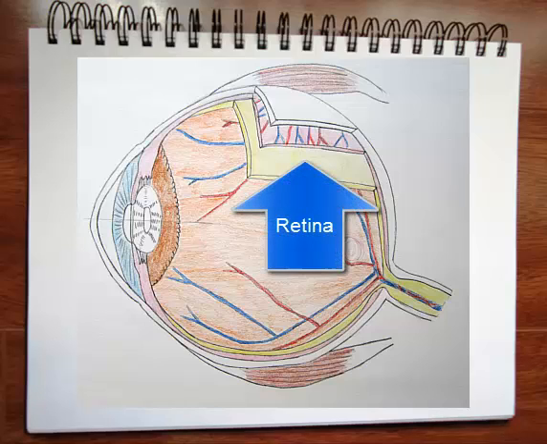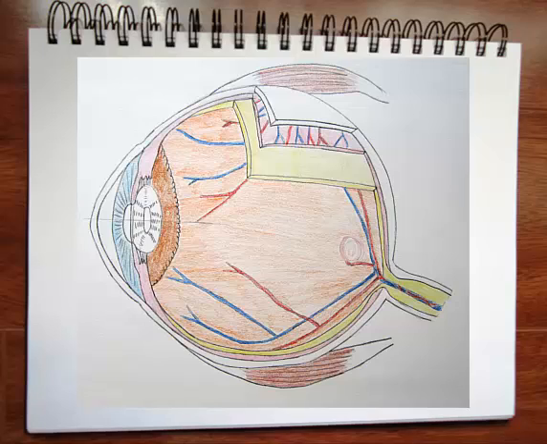The retina is the inner layer of the eye. It is where light is received and converted into nerve impulses through the optic nerve, thus vision is permitted.